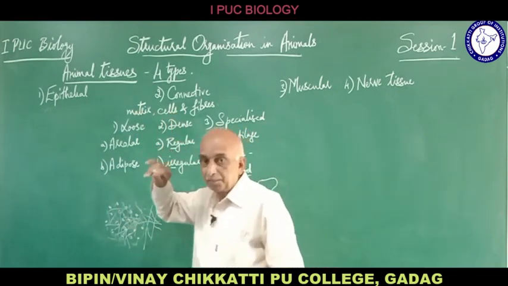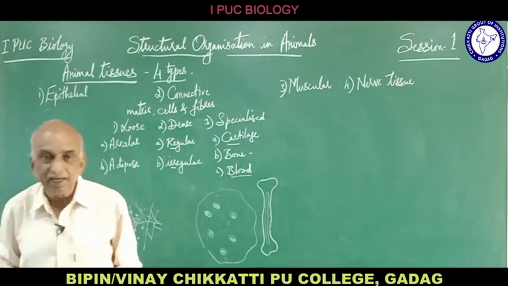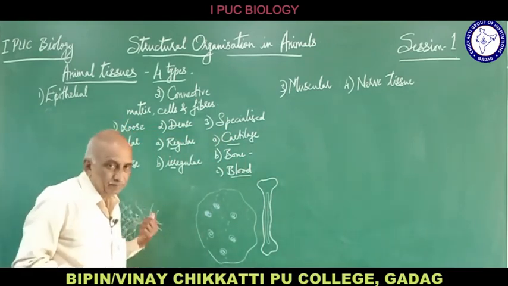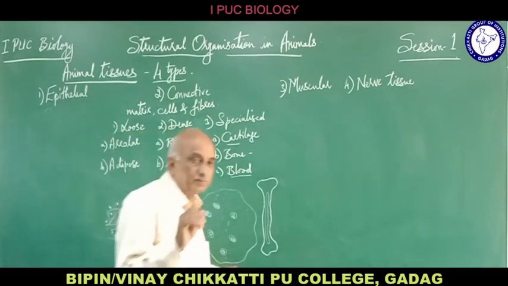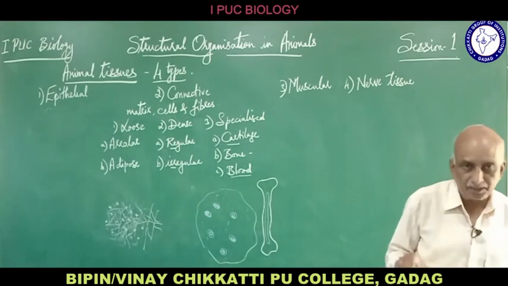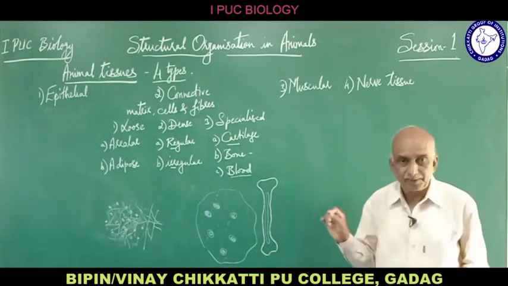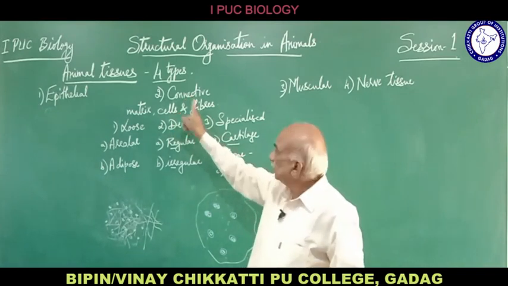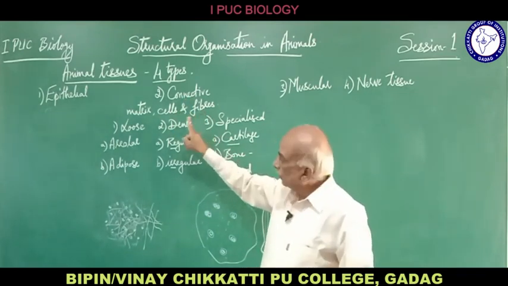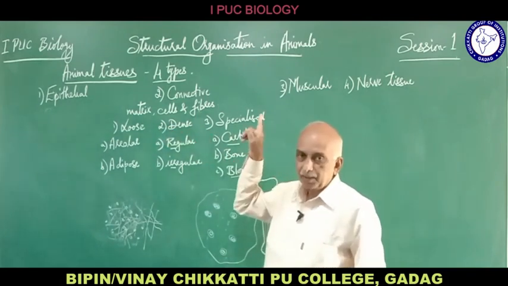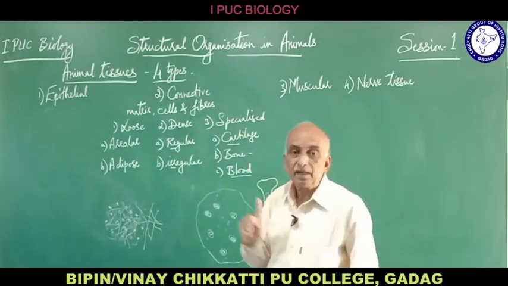The blood plasma is light yellowish in color, and in this plasma, that is the matrix, there are three types of cells, that is RBC, WBC and platelets. No fibers. So blood is the exceptional connective tissue without fibers. All other types of connective tissue have all these three, except blood where fibers are absent.